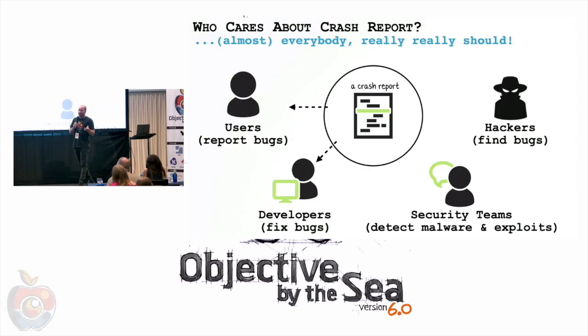Now, you might be wondering, Patrick, why are you even talking about this? Who cares about crash reports? Well, everybody does. First, and we'll walk through this, by crash reports, users can report bugs to developers. Developers who want to fix bugs in their software, the best way to do that is with the crash reports. Security teams, as we can see, chopped off a little bit, can detect malware and exploits. And finally, hackers often love crash reports as a way to find perhaps exploitable vulnerabilities.